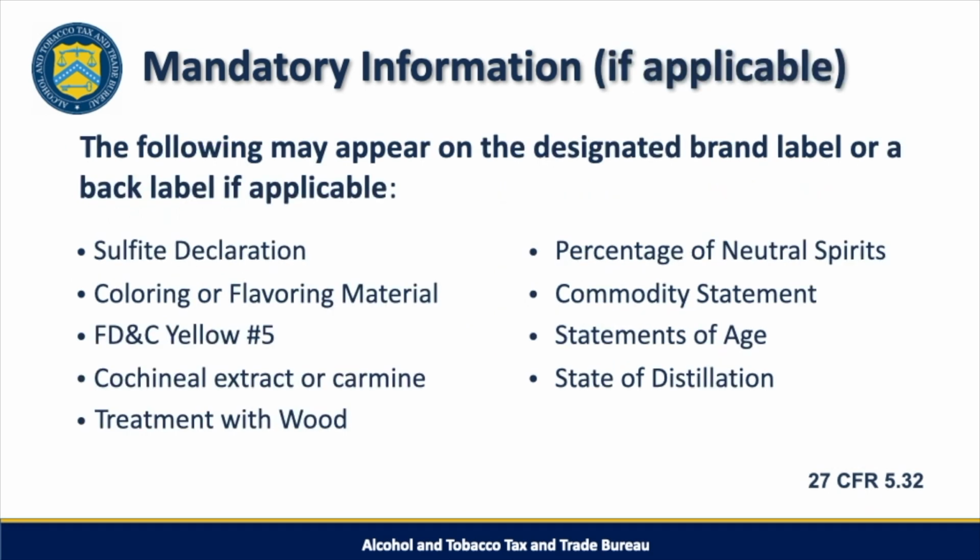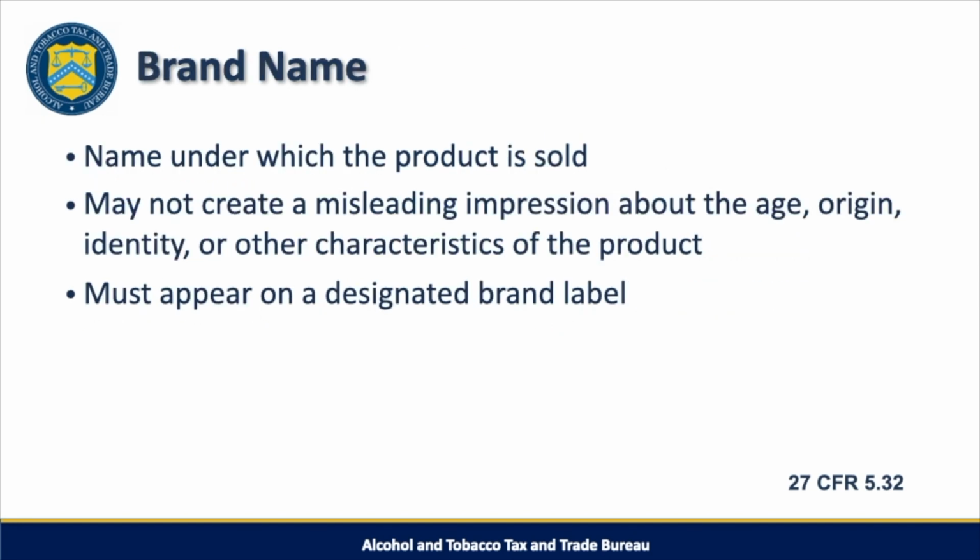The following may appear on the designated brand label or a back label if applicable: sulfite declaration, coloring or flavoring material, FD&C yellow number 5, cochineal extract or carmine, treatment with wood, percentage of neutral spirits, commodity statement, statements of age, state of distillation.